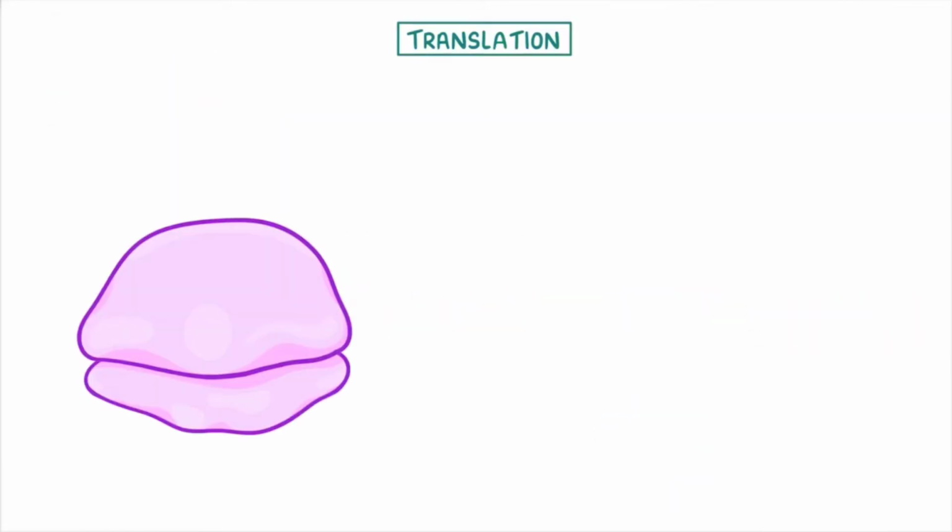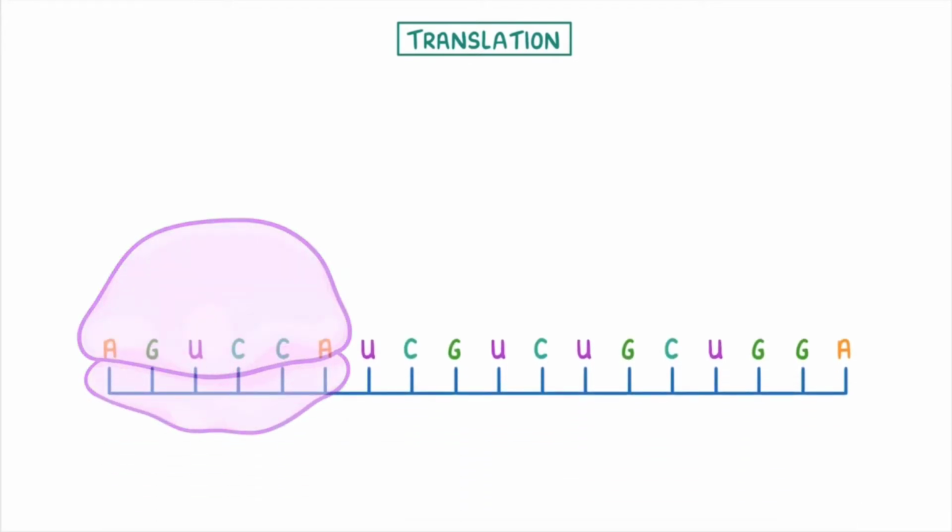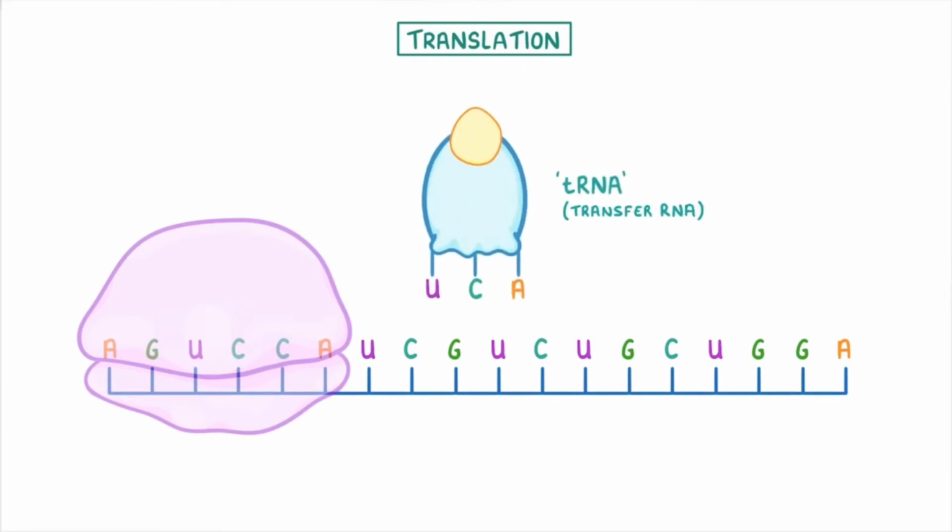To start the process, the mRNA strand and ribosome bind together and start building the protein by adding one amino acid at a time. Amino acids themselves are brought to the ribosome by a molecule called tRNA. A tRNA molecule has an amino acid at the top and an anticodon on the bottom.